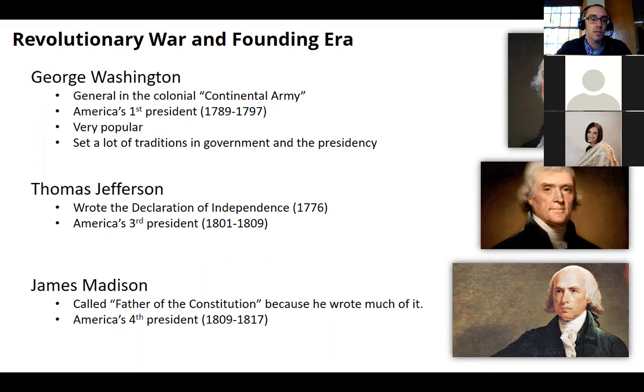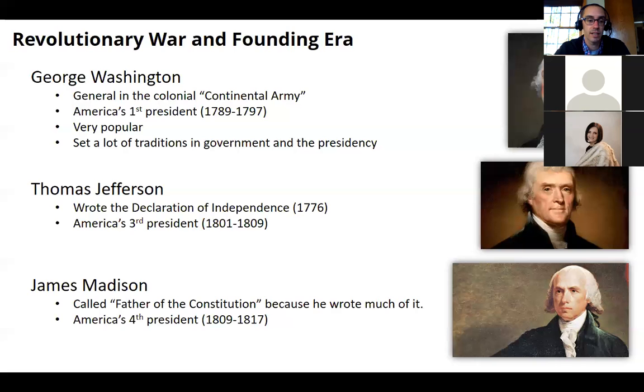Thomas Jefferson was America's third president after John Adams. Jefferson was the main writer of the Declaration of Independence. James Madison, we call the father of the Constitution because he wrote much of the text. Everybody was deciding and debating, but James Madison took a lot of the notes in those meetings, and he wrote quite a lot of the actual Constitution. And he was America's fourth president.